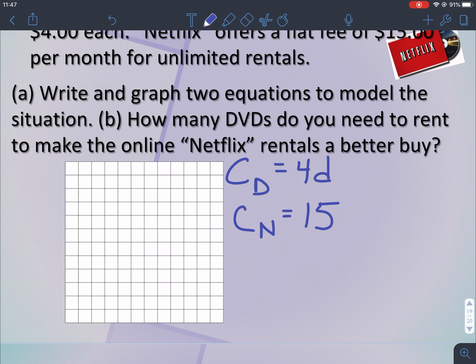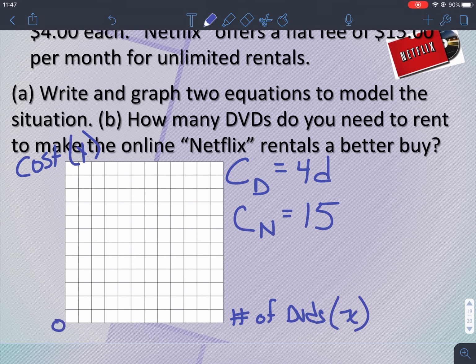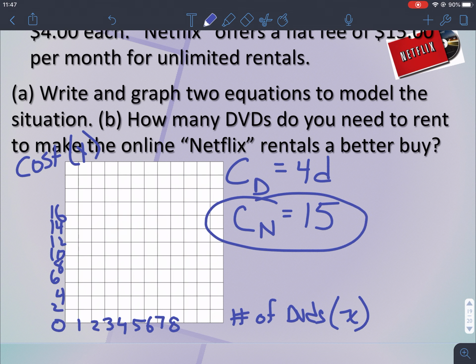Let's come up with a graph for this. Let's put cost along the y and number of DVDs or movies along x. 0, 1, 2, 3, 4, 5, 6, 7, 8. The cost is in dollars, so why don't we go by $2, let's say. 2, 4, 6, 8, 10, 12, 14, 16. The reason I went by 2 is because it costs $15 as a flat rate, so that's going to be the line that I want to draw. $15 as a flat rate is going to be a straight line.